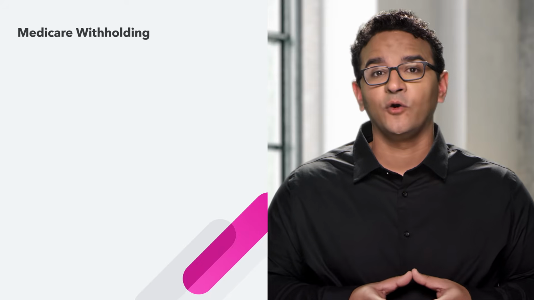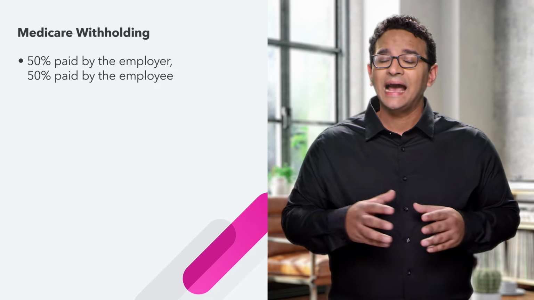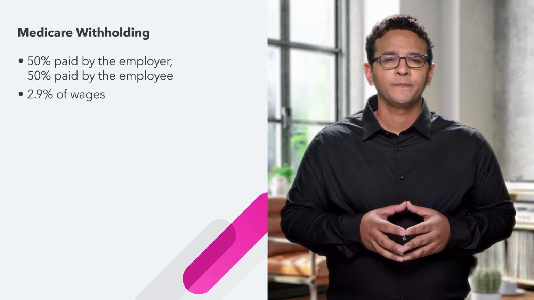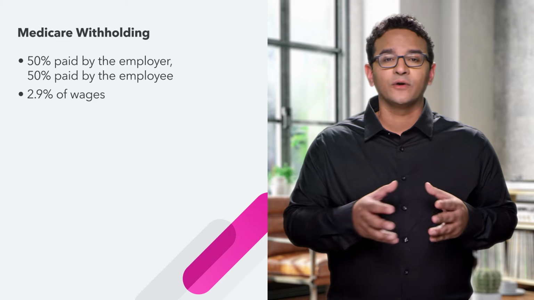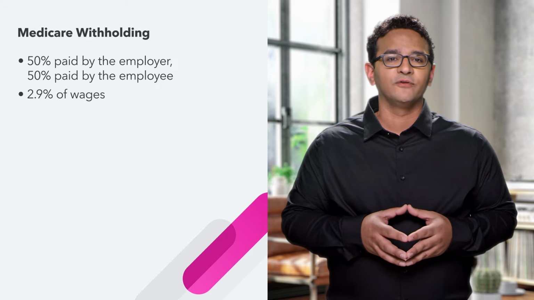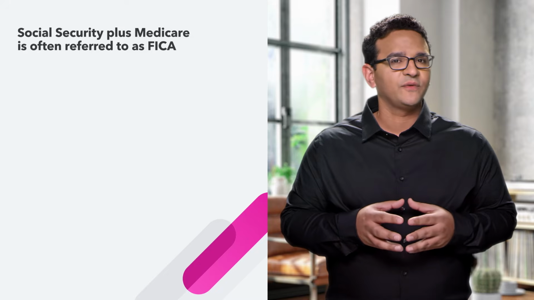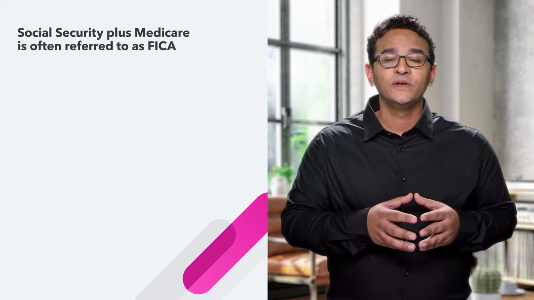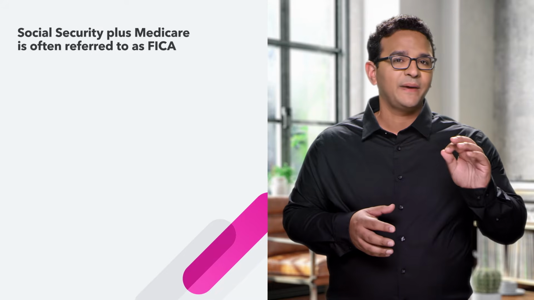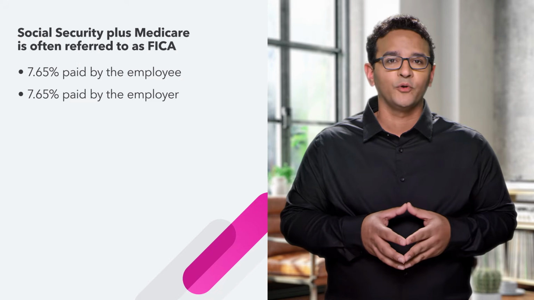Next is Medicare withholding. This is also split between employers and employees, and the total amount is 2.9% of those gross wages. Medicare doesn't have a limit or a cap like Social Security, so it's applied at all income levels. The combined tax of Social Security and Medicare is often referred to as FICA, which is a total of 15.3% of the wages. That is paid 7.65% by the employee and 7.65% by the employer.